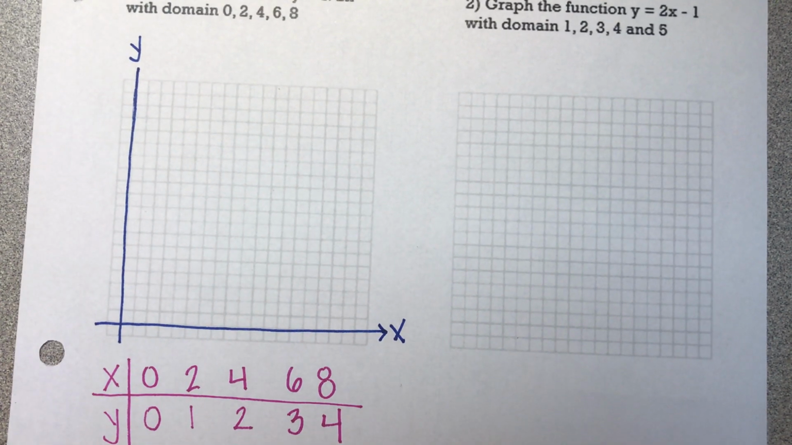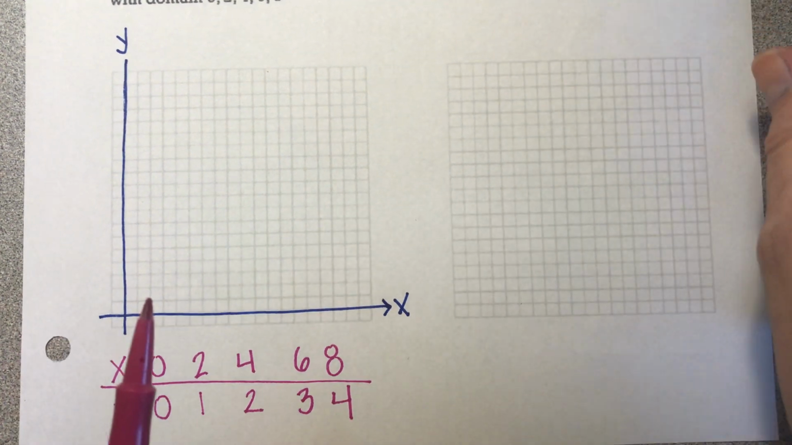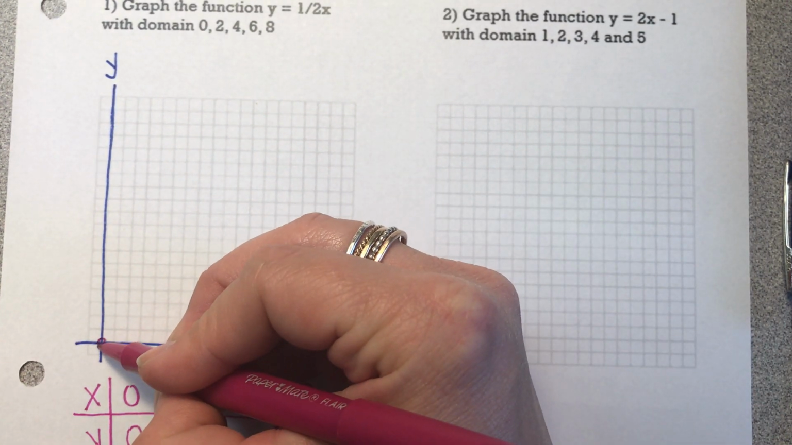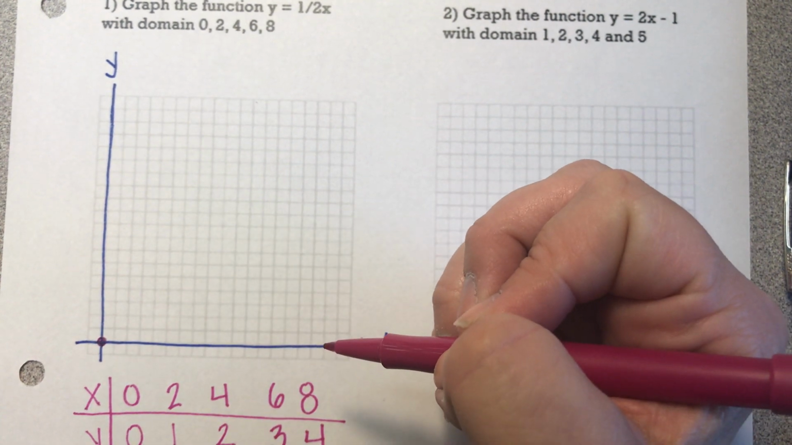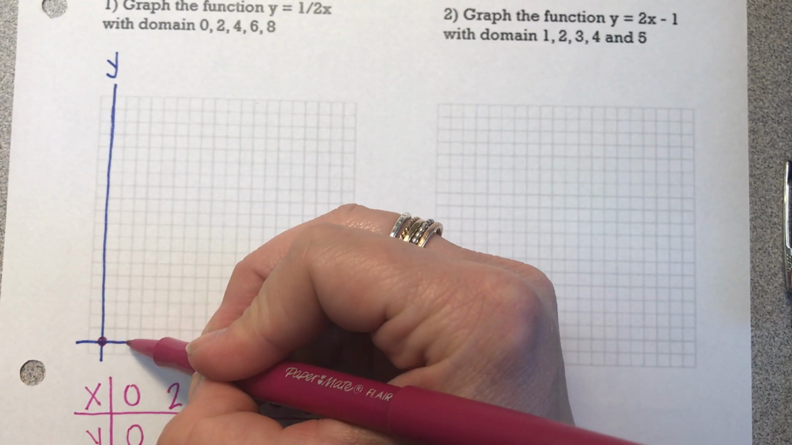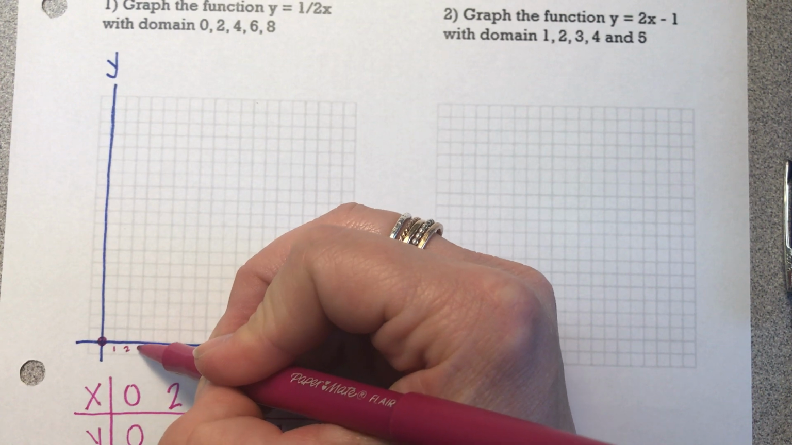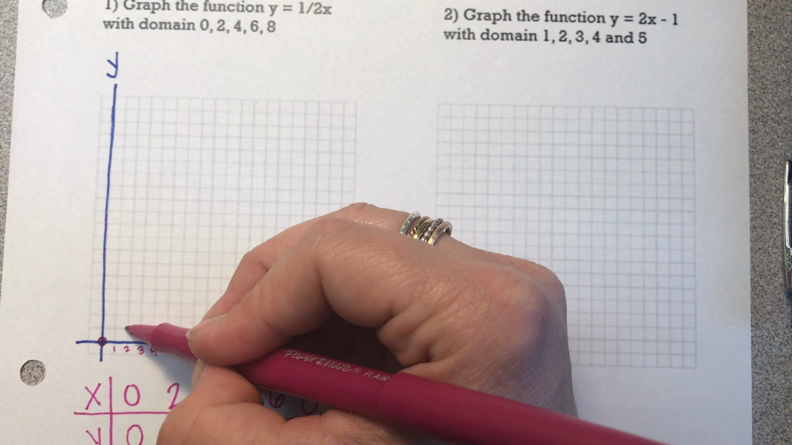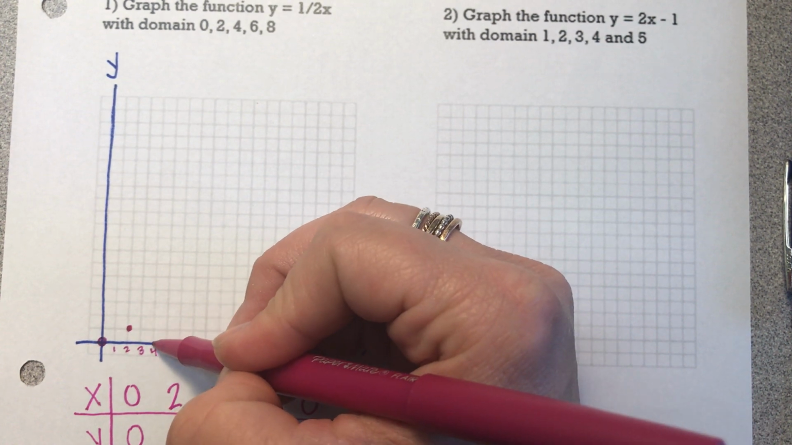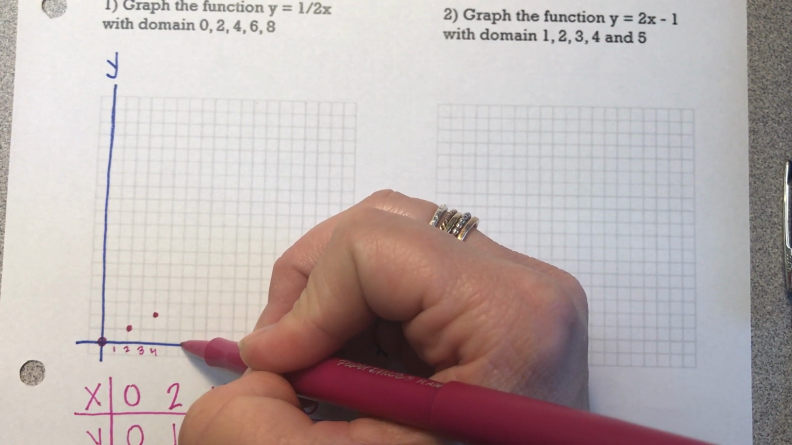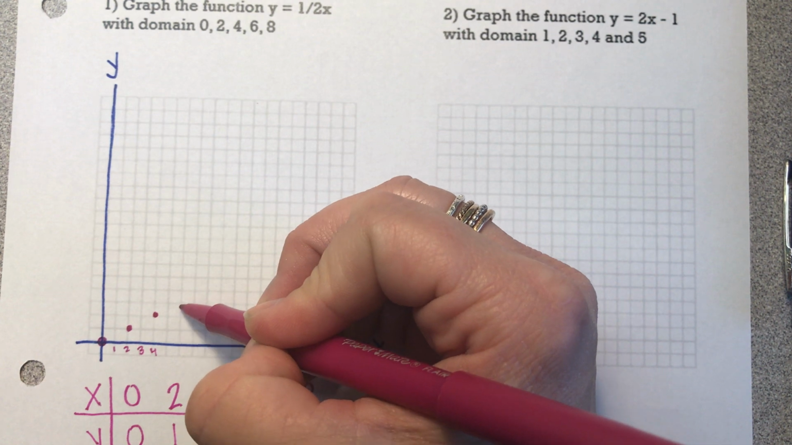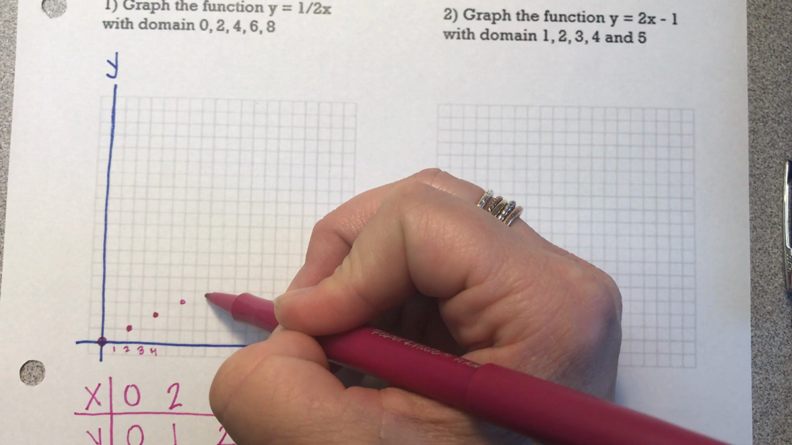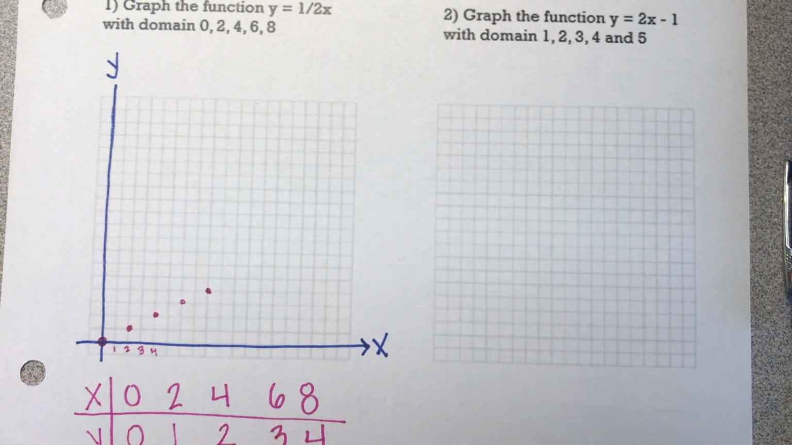Okay, so my first ordered pair is 0, 0. So 0, 0 is right there. Then my next ordered pair is 2. Remember these are 1, 2, 3, I'm just counting the lines. So the next one is 2, 1. And then 4, 2, 6, 3, and 8, 4. Okay, and those are my dots.